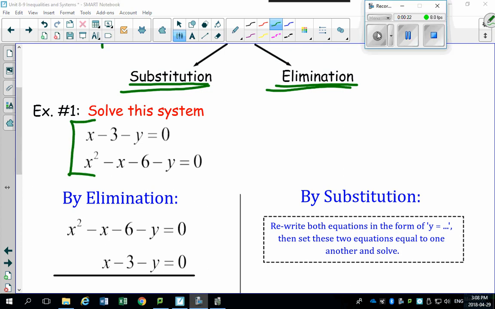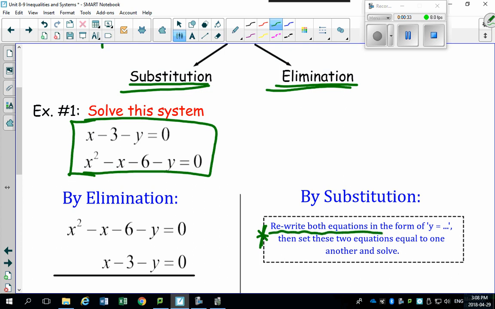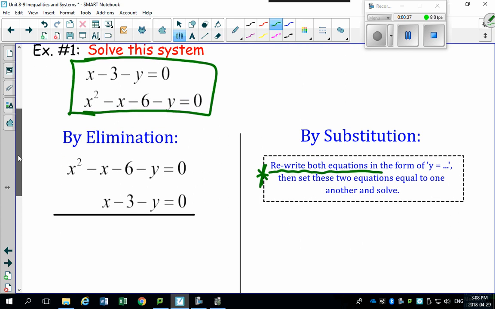You can solve this one here or you can solve that one there. It doesn't matter. I'm going to do this immediately by elimination. If I'm going to use elimination, what you have to do is try to rewrite both equations so that the equations actually line up with each other.